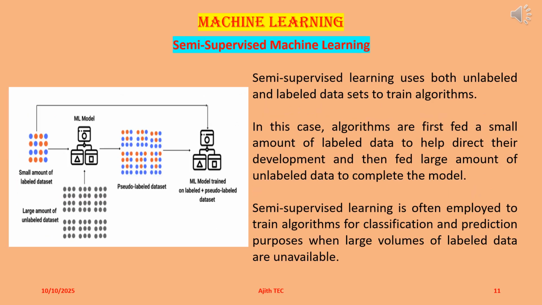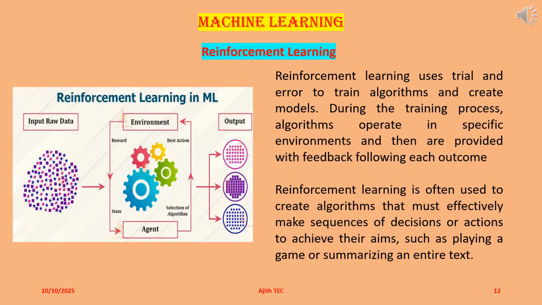Semi-supervised machine learning. Semi-supervised learning uses both unlabeled and labeled datasets to train algorithms. In this case, algorithms are first fed a small amount of labeled data to help direct their development and then fed a large amount of unlabeled data to complete the model. Semi-supervised learning is often employed to train algorithms for classification and prediction purposes when large volumes of labeled data are unavailable.